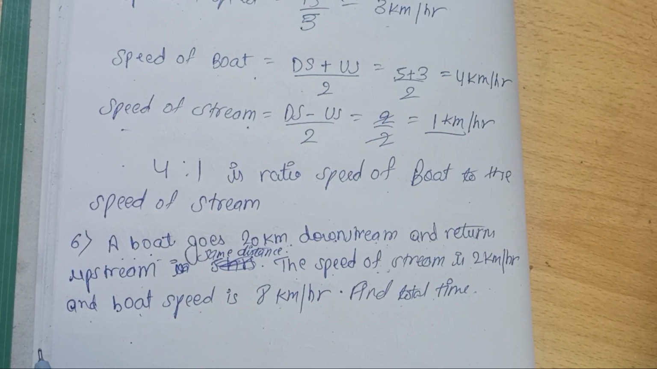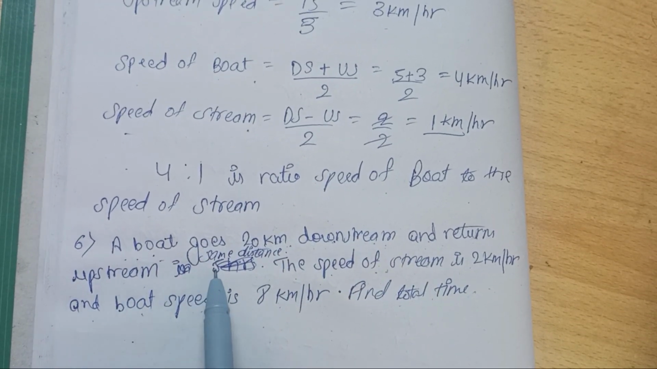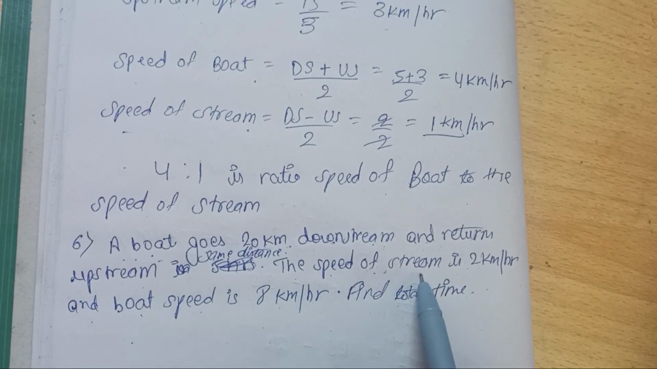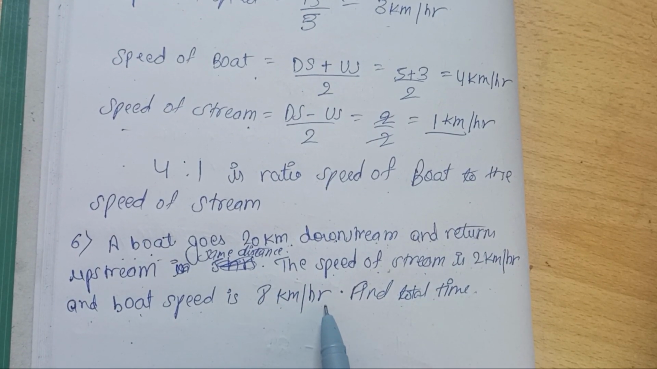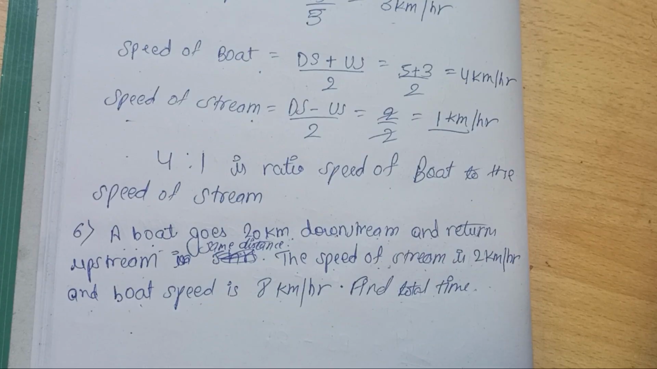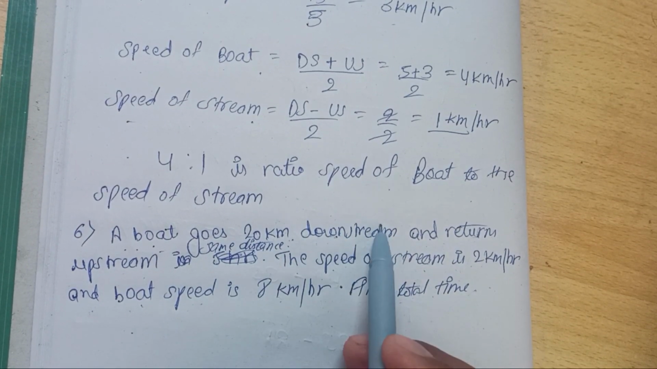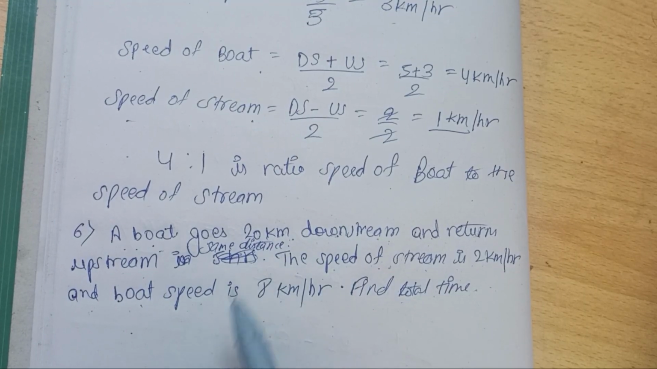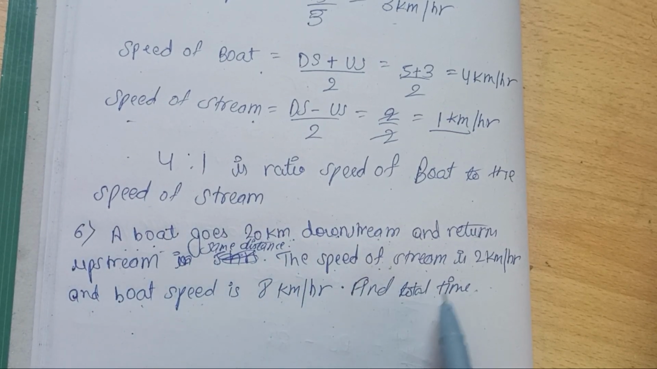So let's start problem number 6. A boat goes 20 km downstream and returns upstream through the same distance. The speed of the stream is given as 2 km per hour and the boat speed is 8 km per hour. Find the total time. So first of all, we will see what we have to calculate. We have to calculate the time, and we know that time is equal to distance upon speed, and the distance in both cases, downstream and upstream, remains the same because they are covering the same distance, 20 km. We have to calculate the downstream speed and upstream speed, then we can easily calculate the total time.